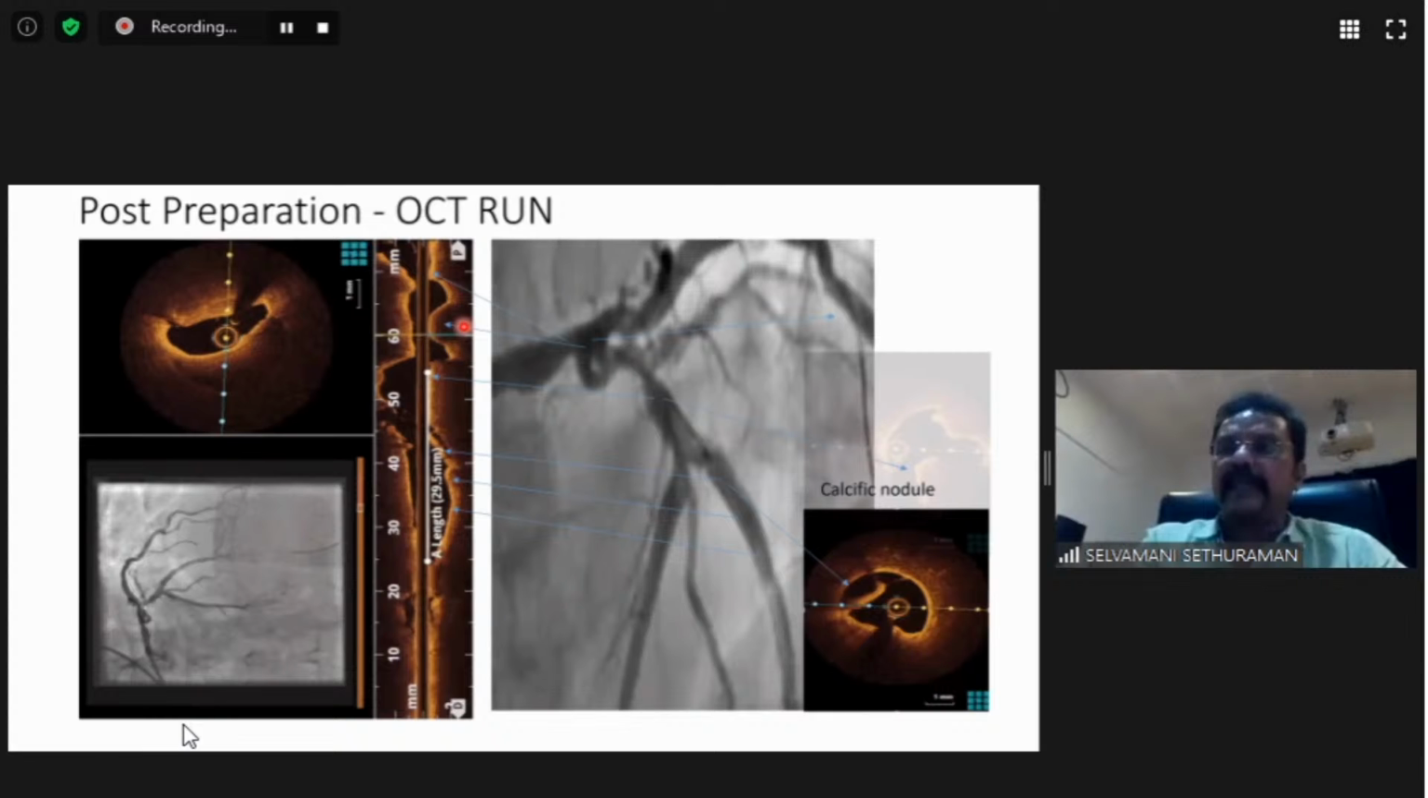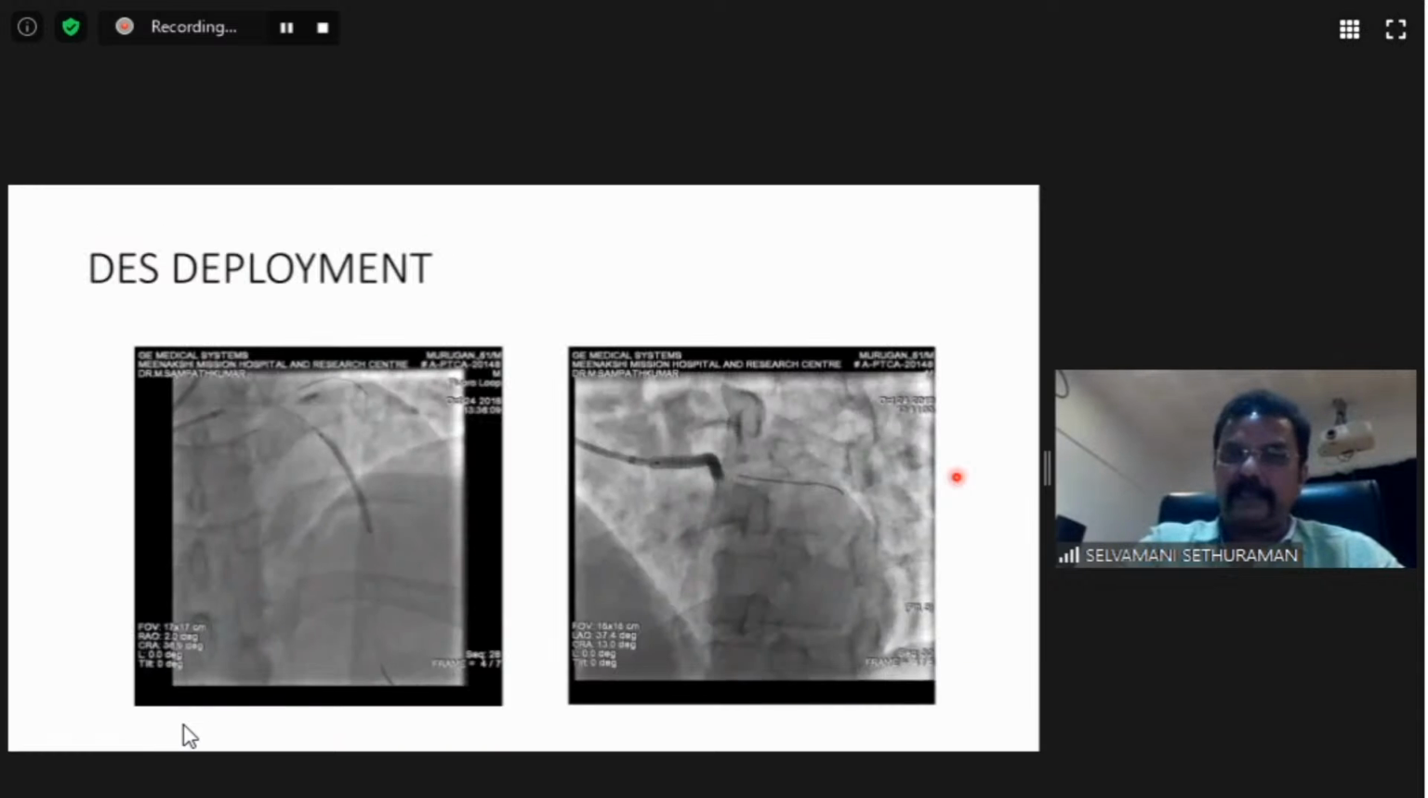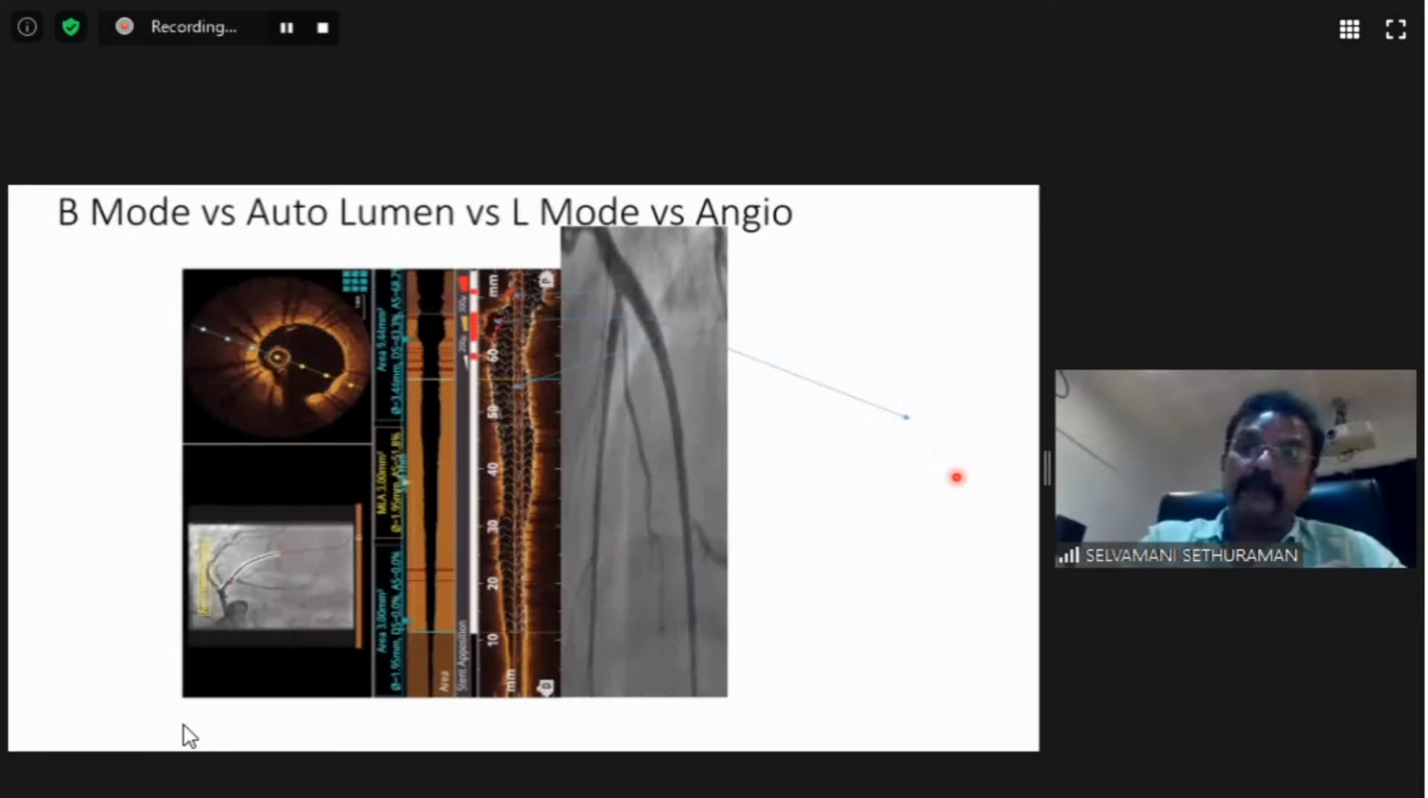we knew that there is calcium there, but it's a difficult case. At that time, what we did is we just ballooned these lesions. We got some area and we deployed the stent there. And after deploying the stent, you see here, if you are just leaving the calcific nodule, whatever you do, you will never get an expansion of the stent in that area.